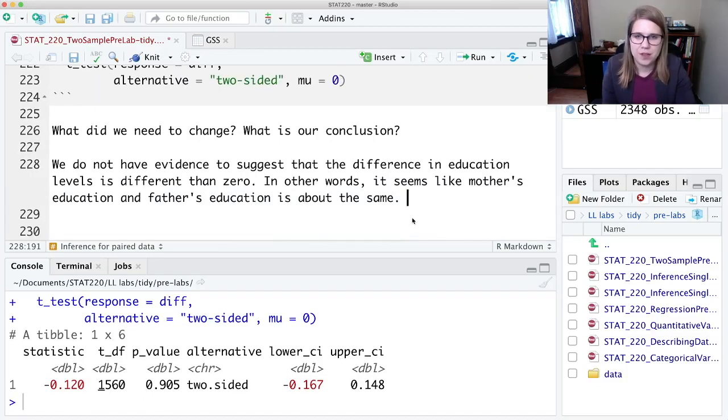All right, so now I think you have the code that you need to do the real lab. And as always, ask me if you have any questions.